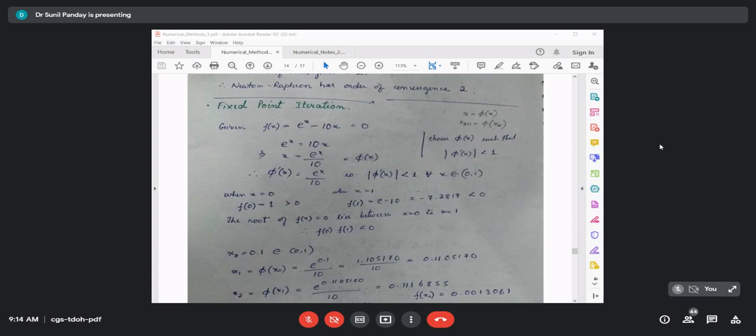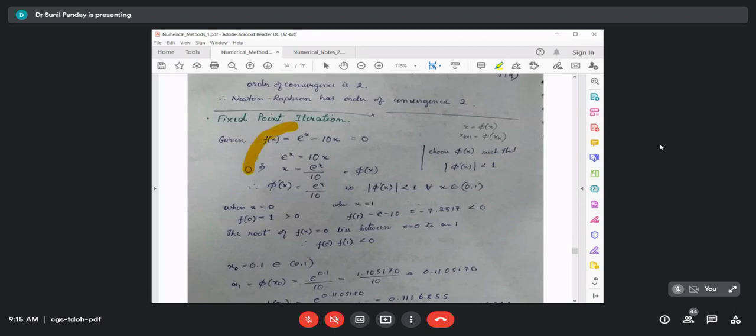Similarly, we take another map, f(x) equals 2x plus 1, and this is a map from the set of real numbers to the set of real numbers we are assuming. So what is the fixed point of this map?